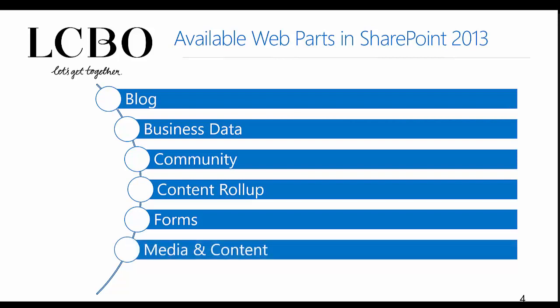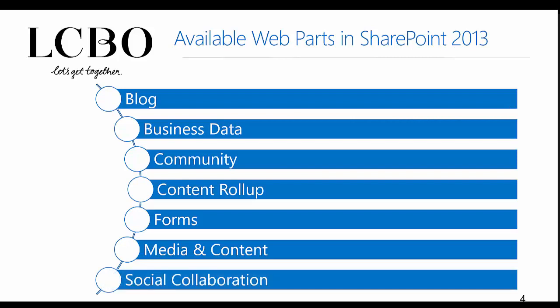Media and content web parts include a content editor, getting started with your site, image viewer, media web part, page viewer, and picture library slideshow. And finally, social collaboration web parts include announcement tiles, contact details, noteboard, organization browser, site feed, site users, a tag cloud, and user tasks.